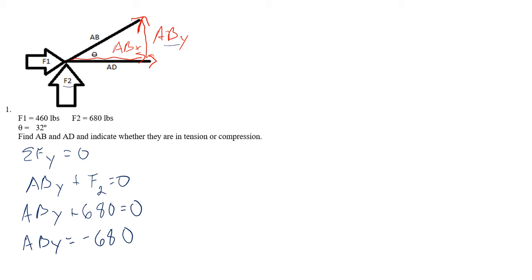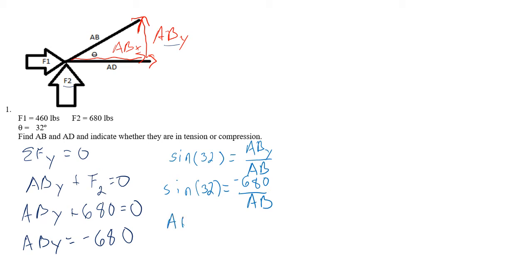So we've got ABY here is negative 680, and that's opposite sides, so we're going to use sine to find AB. So it's going to be sine, and our angle is 32, equals ABY over AB. So sine 32 equals negative 680 over AB. Multiply both sides by AB, and then divide both sides by sine 32, and we get AB equals negative 1283, which means, and then we're going to switch the signs here of AB.